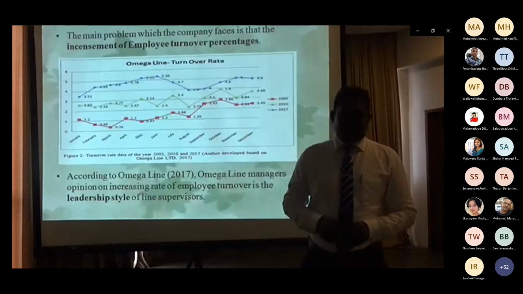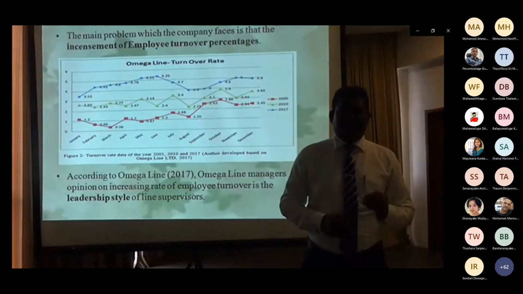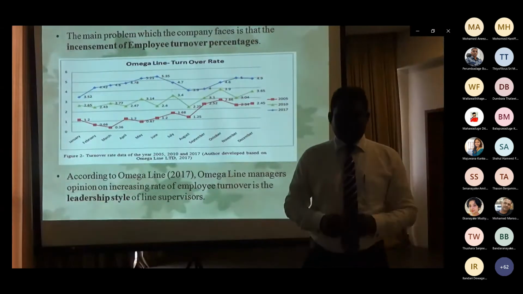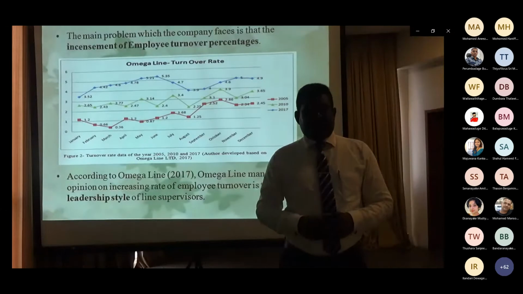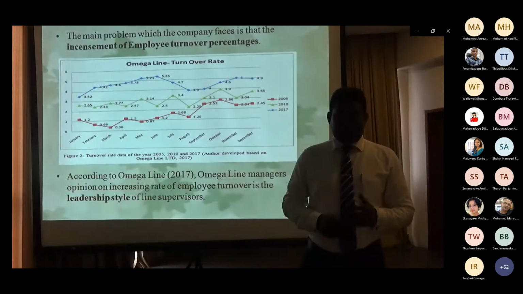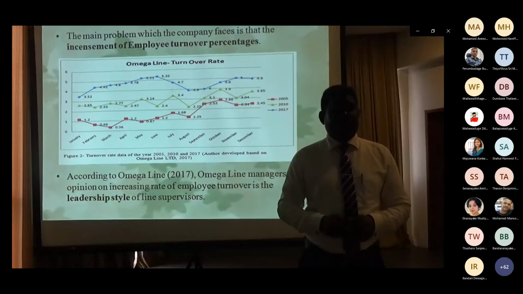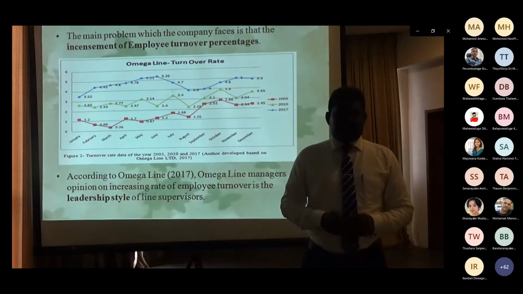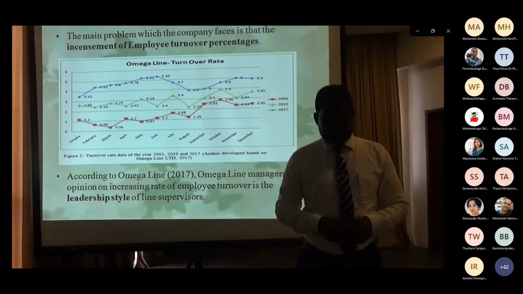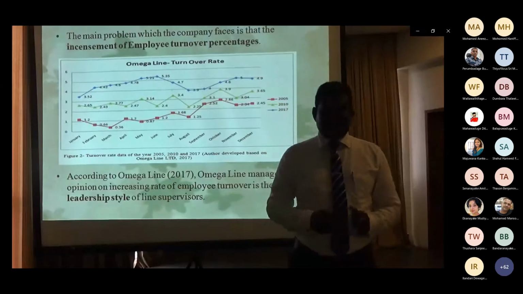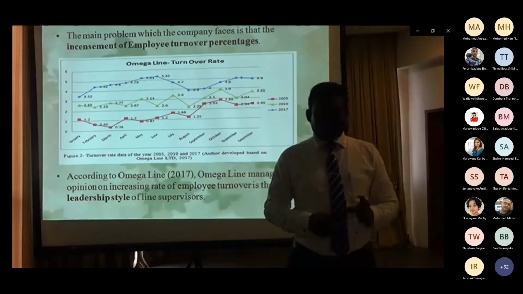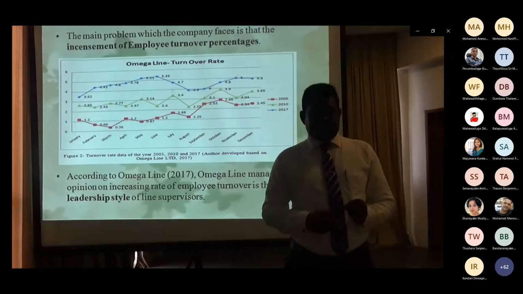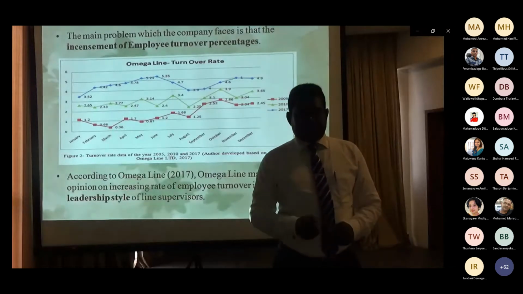Problem inside the company. The main problem is the staff turnover increment. You can see this figure. According to 2005, the average staff turnover rate was around 2.5, in 2010 it grew up to 3.9%, and in 2017 it developed up to an average of 4.7. According to Omega Line 2017, the Omega Line managers' opinion on the increasing rate of employee turnover is the leadership style of line supervisors.